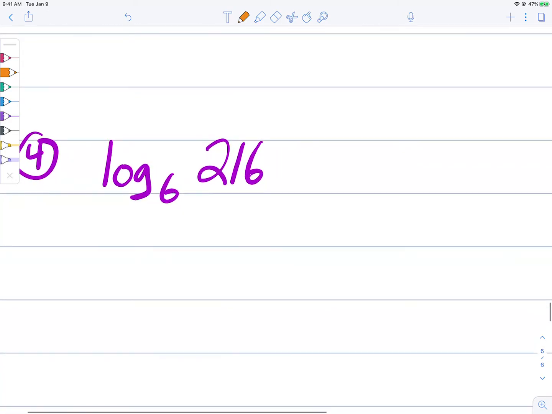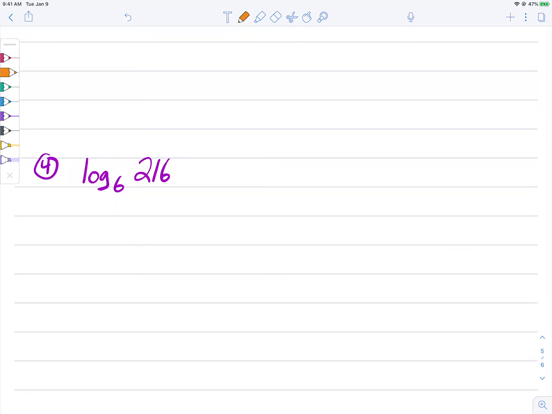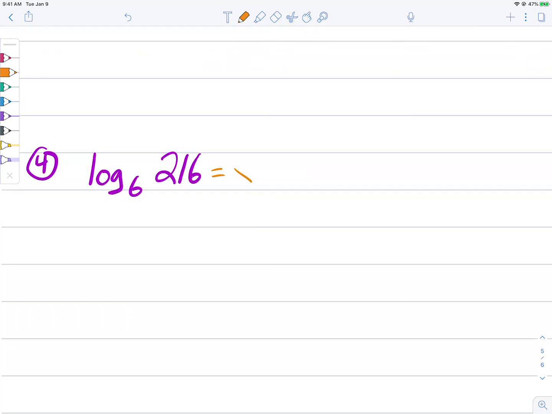Okay, last one. Log base 6 of 216 equals unknown equals x. If I were to write that as an exponential, that'd be 6 to the x power equals 216. So let's see how many times 6 multiplies together to get 216. So 6 times 6 is 36, times 6 again is 216. So x equals 3 because 216 is 6 to the third power. So if my bases match, my exponents must match.